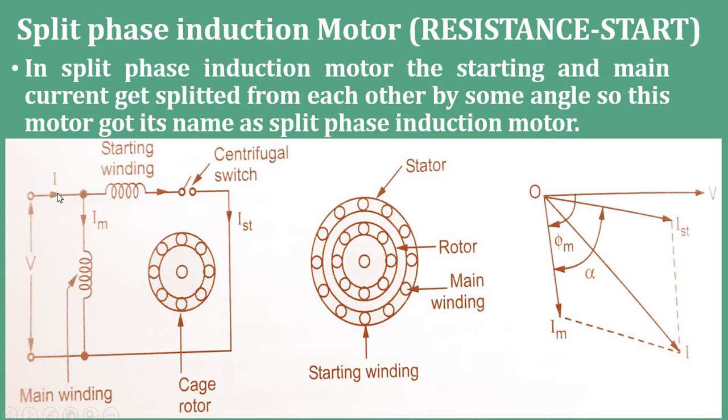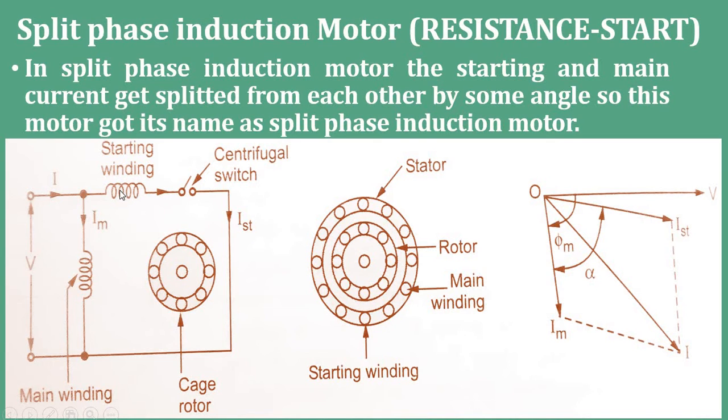So we have the supply voltage and the input current I, and current I is lagging the supply voltage. This is the scenario. When the current I is split into two parts, Im and Ist, in the construction the main winding has been designed to be more inductive in nature, whereas the starting winding has been designed to be less inductive and more resistive in nature.